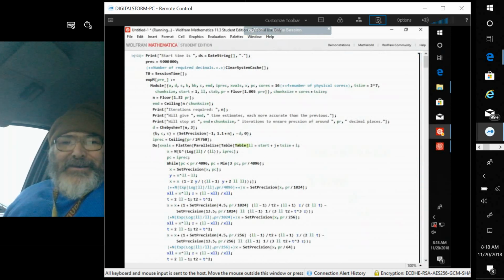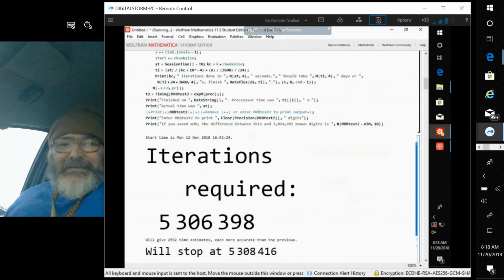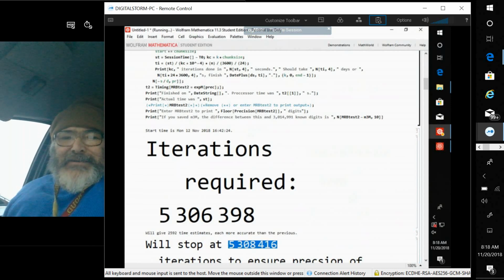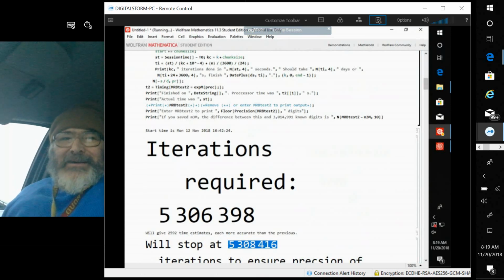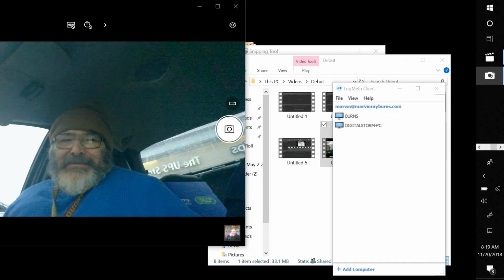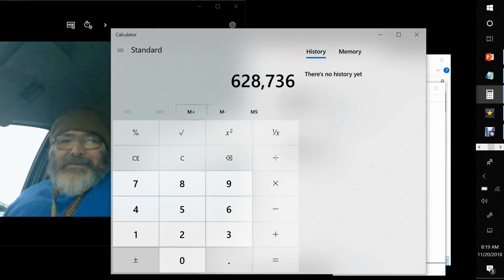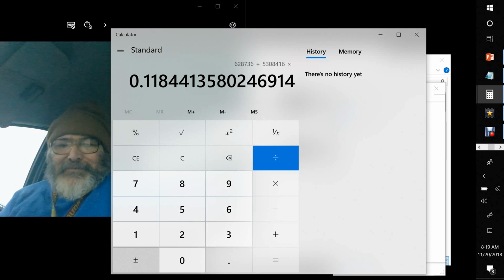There's the program, by the way. I'll go over it in detail in a future program. There's iterations required. Let's use the iterations that it will actually stop with, because although it'll have more than 4 million digits by then, it won't stop computing until then. So let's go back to that calculator. Divided by Control V times 100%.